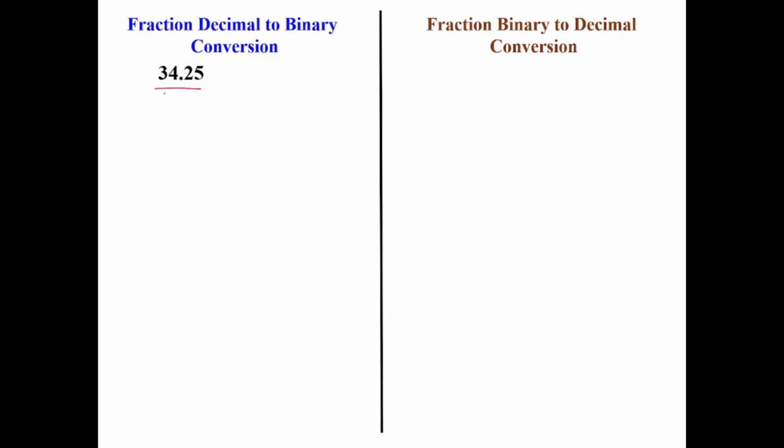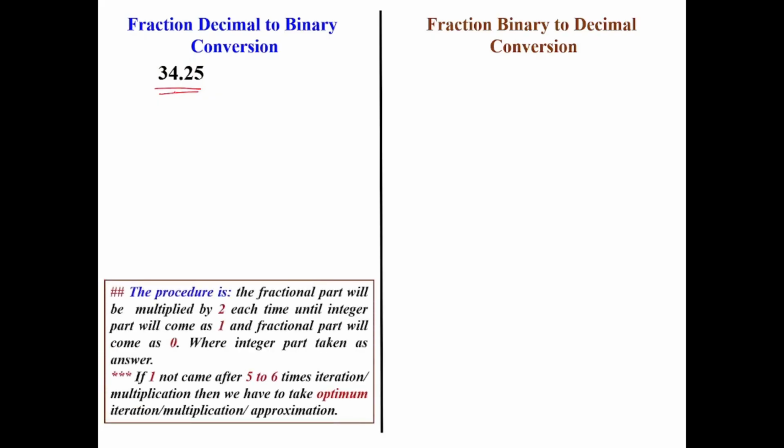How this number is going to be converted from fractional decimal to binary, we are going to discuss step by step. This is the procedure. Before that, I have to write first the binary number of the decimal 34, which we discussed in our previous slide: 1000010. This much we already evaluated. Now we have to find the binary number of 0.25 using this procedure.